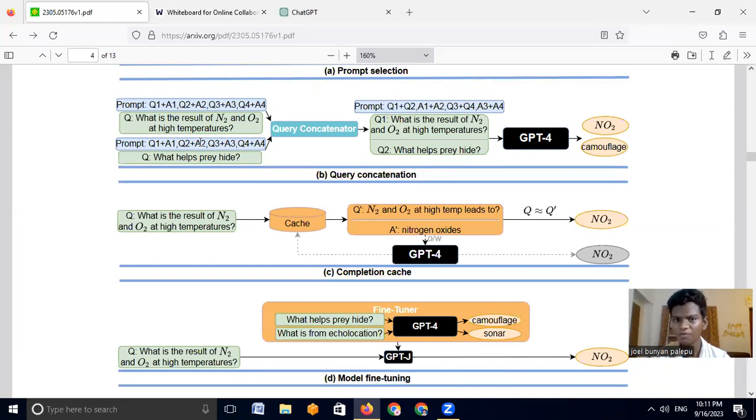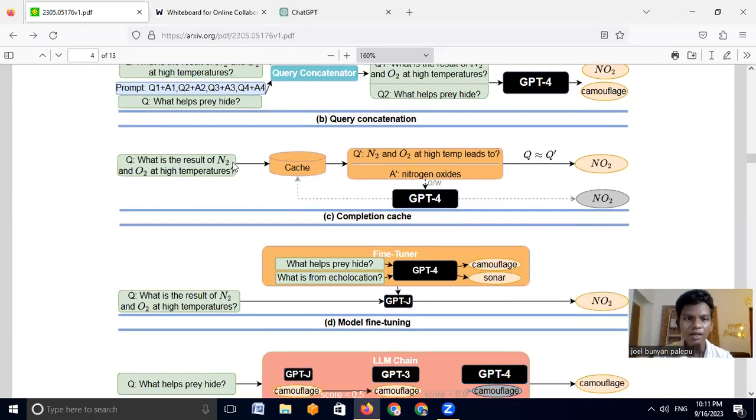I'm going to send both of these prompts together to GPT-4, and we're going to get the output for both of these values, for both of these prompts, right? And then completion cache, right? We're going to ask a question. I think we're going to have a cache or something, and I think this is actually quite similar. I'm going to guess what this means.